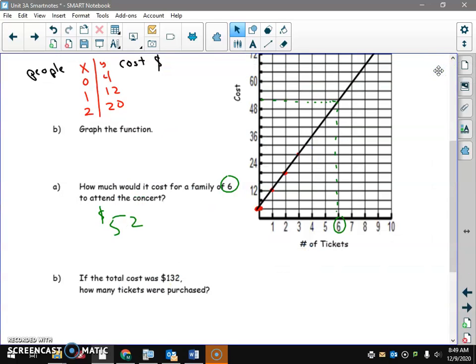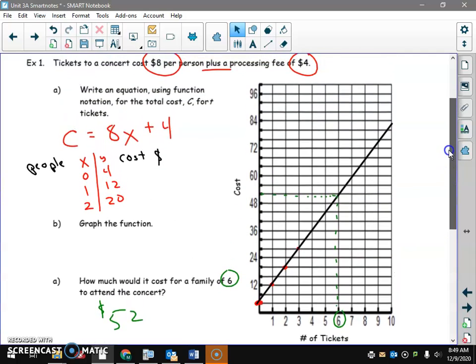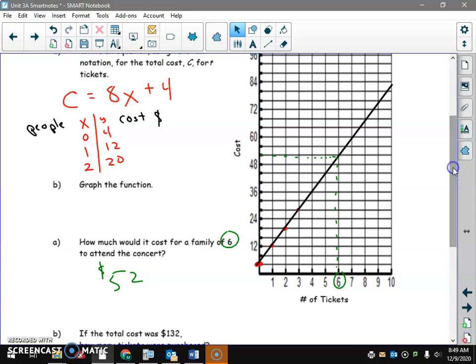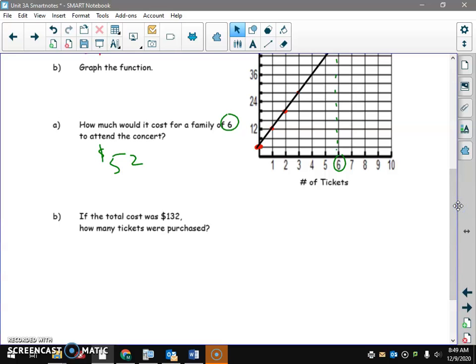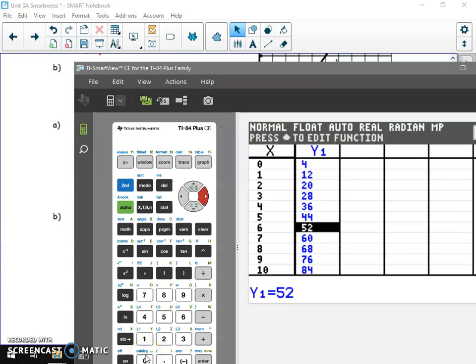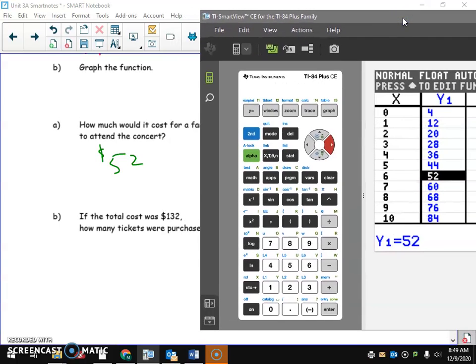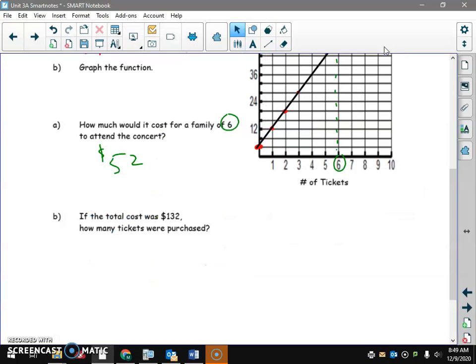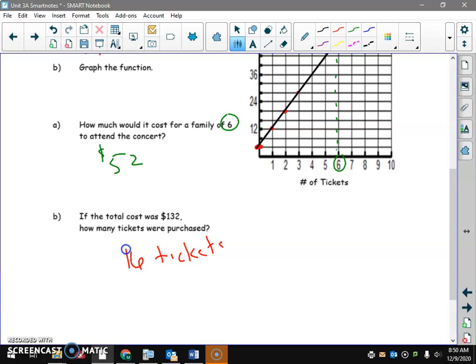If the total was $132, not 132 people, $132. Here's the problem with our graph. There is no 132 up here. So we got to use our calculator for this one. But remember, the Y is money. So if we look for 132 in the Y column, let's see, there's 84. Let's keep going down a little bit. 100, getting close, 132, beautiful. So if it was $132, what could we say? We could have 16 people, 16 tickets. All right, well done. 1 down, 2 to go.